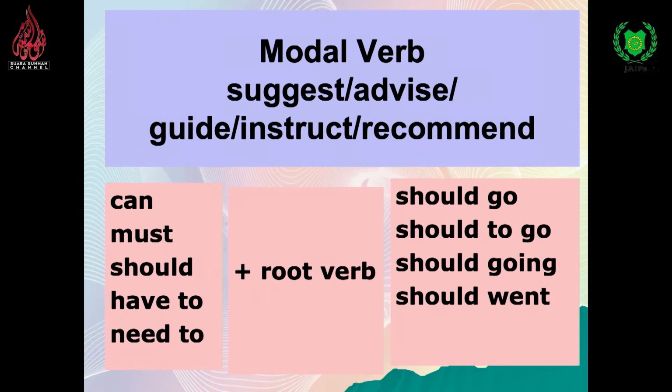So the answer is of course the first one, where the modal verb is followed by the root form of the word. Should to go, that is the to-infinitive. Should going is the continuous, and should went is the past tense of the verb go. So it is wrong. All right, I'm sure you know this.